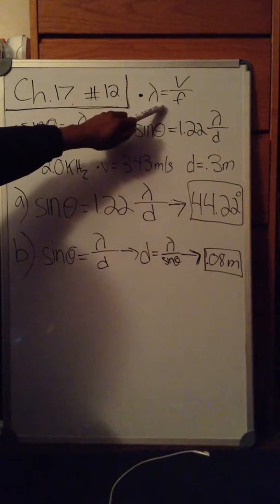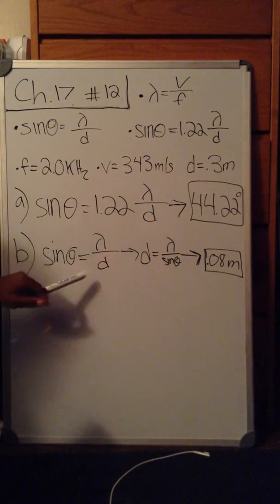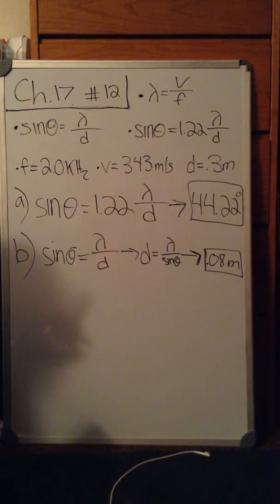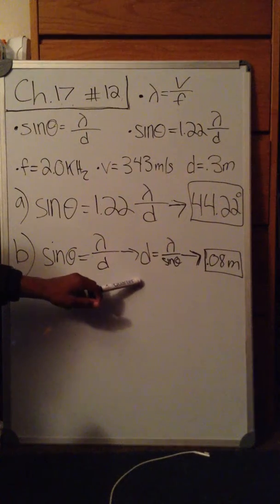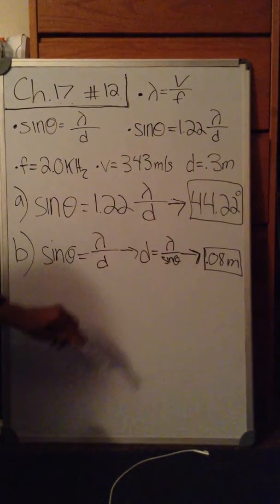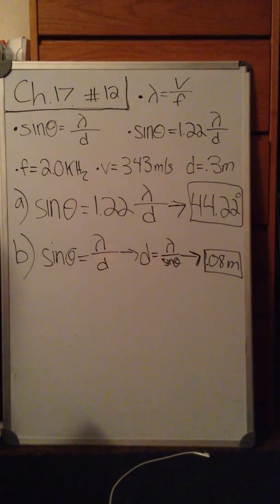We use our new frequency to determine our new wavelength, and we manipulate this equation here to solve for our D value. So once we get our new lambda value, we have our same theta value. We do the math and we get D to be 0.08 meters.